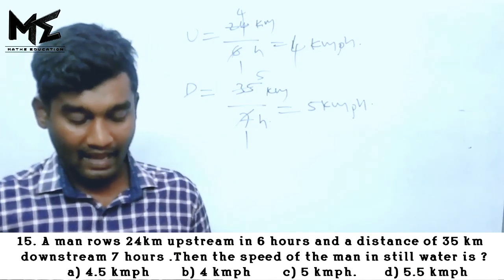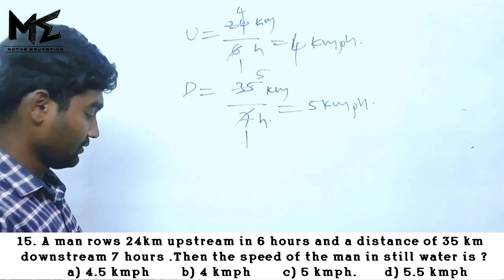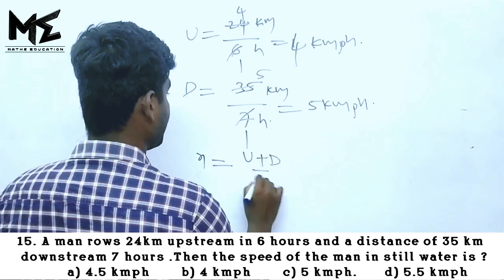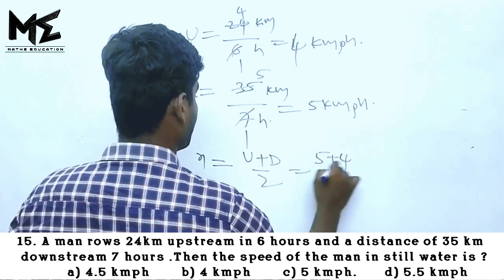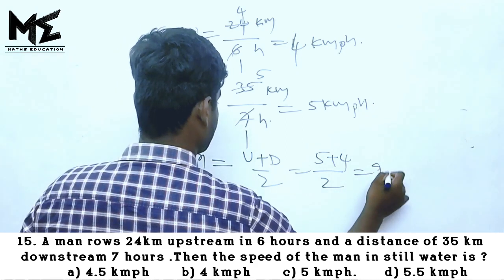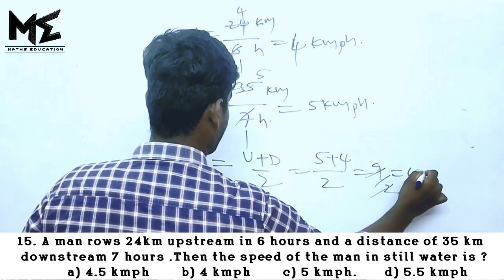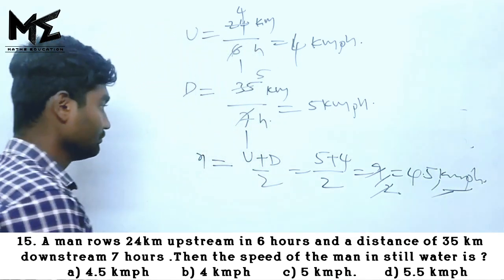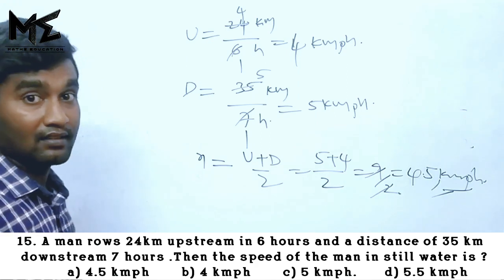Then the speed of the man in still water. So still water is x, so (u plus d) by 2. 5 plus 4 by 2, which is equal to 9 by 2, 4.5 kilometers per hour. This is our required answer.